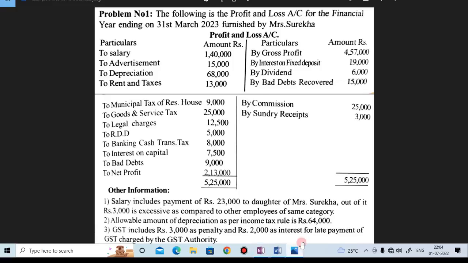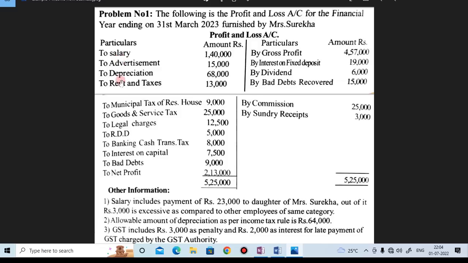So now, first, salary. Salary is how much? 1,40,000. Now this salary, which is given in the debit side, is what? The salary paid to the employees. So it is the expenditure of what? It is the expenditure of business.